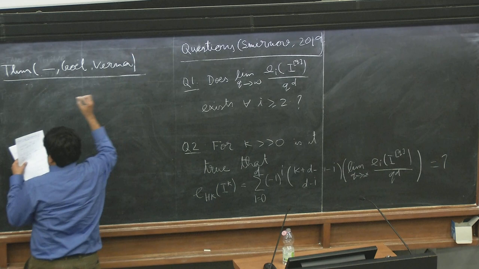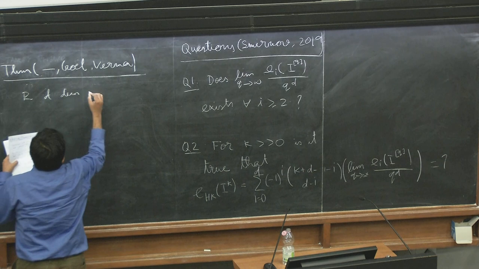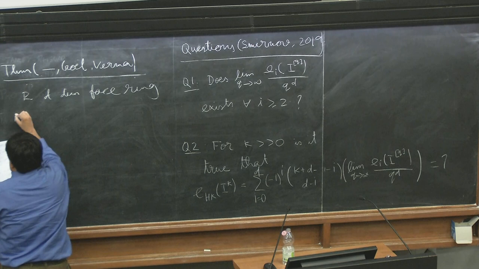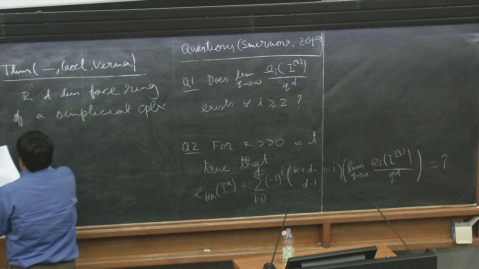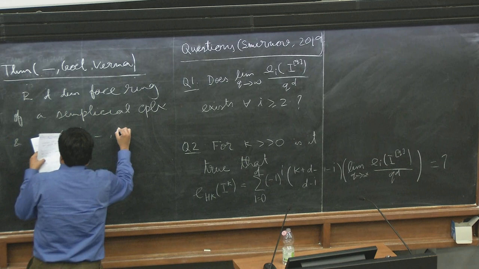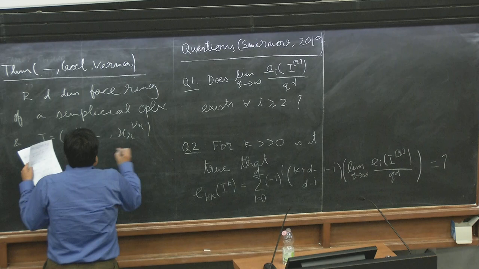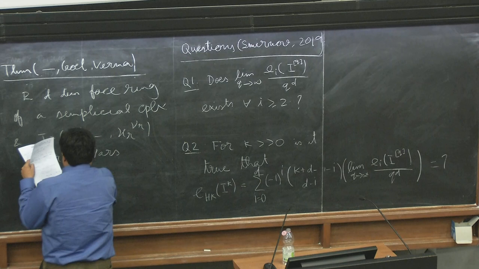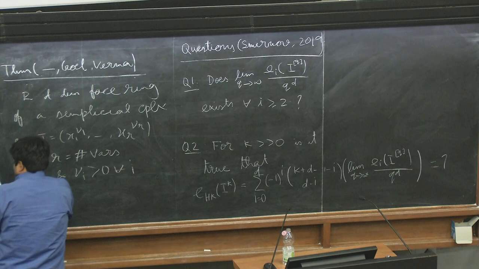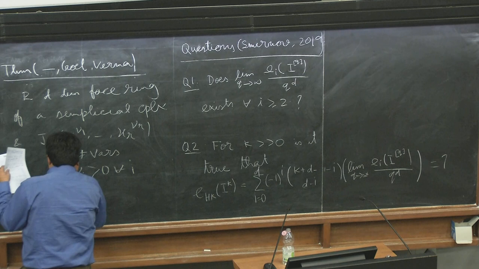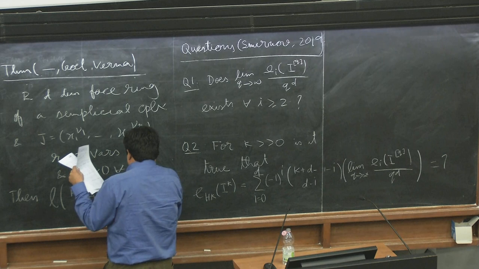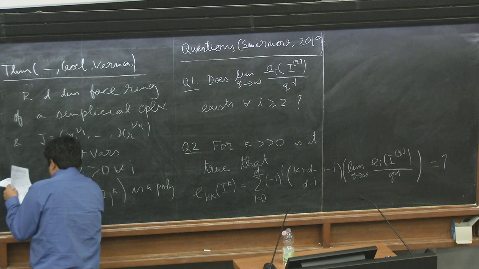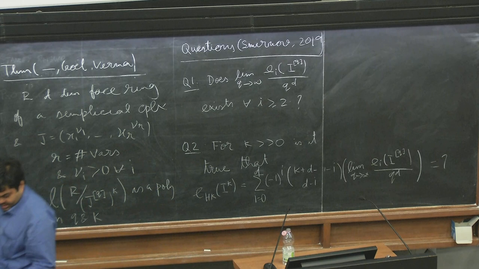So if R is a d-dimensional face ring of a simplicial complex and J equals x_1 to the power nu_1 through x_r to the power nu_r, where r is the number of variables and each nu_i is strictly greater than 0, then this length, the so-called generalized Hilbert-Kunz function, is a polynomial in q and k both. So this is what we were working on at that time.